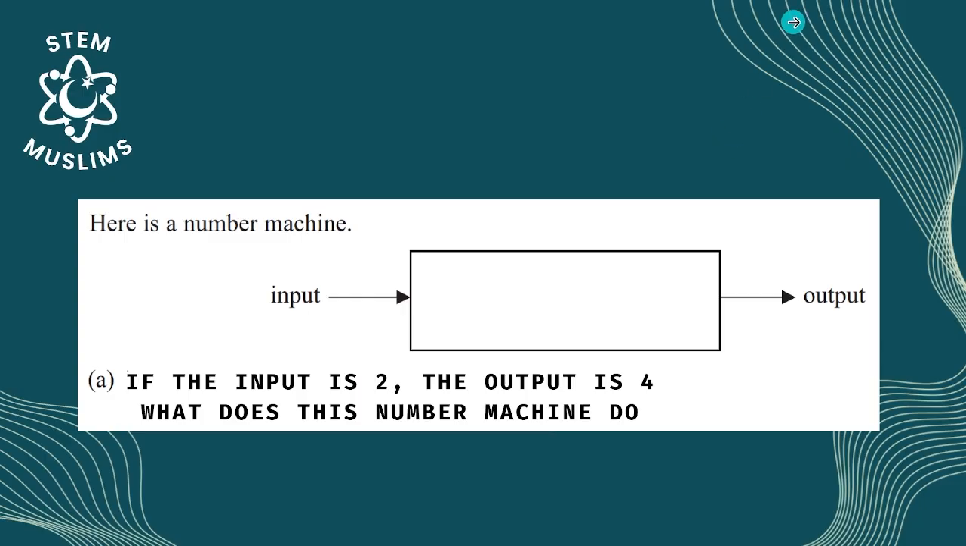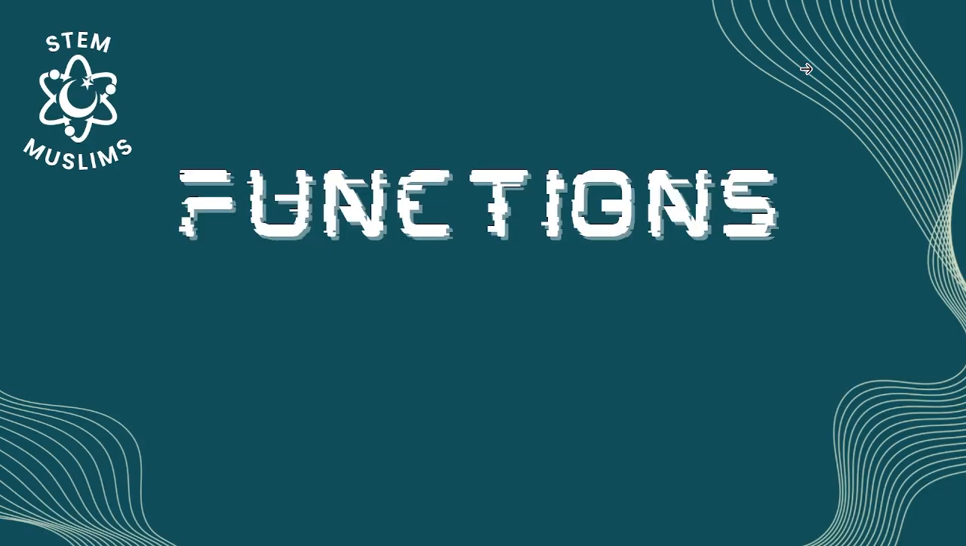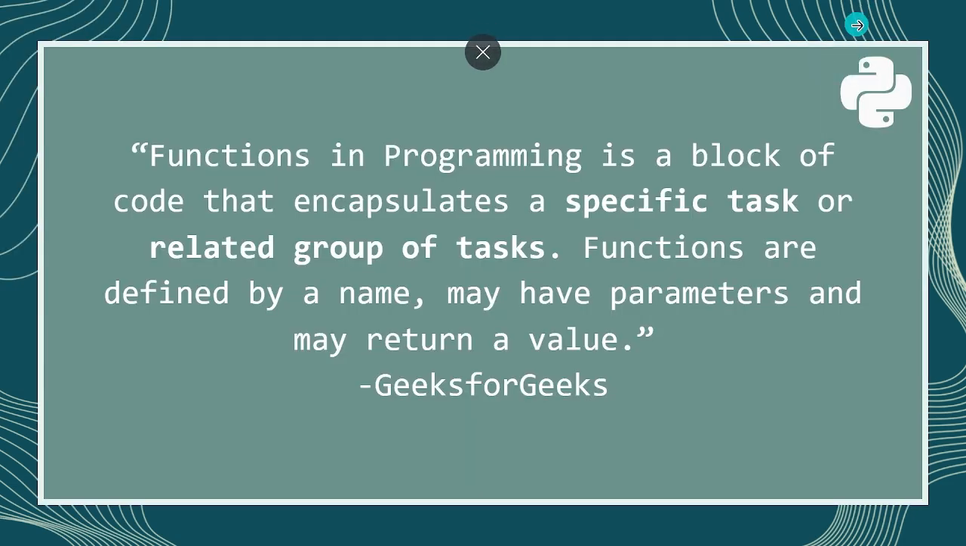So everybody here is familiar with number machines, right? To some extent. So number machines are essentially functions. Okay, what are functions? Again, another formal definition. Functions in programming is a block of code that encapsulates a specific task or a related group of tasks. Functions are defined by name, may have parameters, and may return a value. You don't need to know what all of this means.